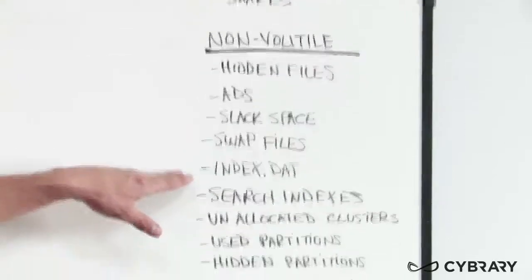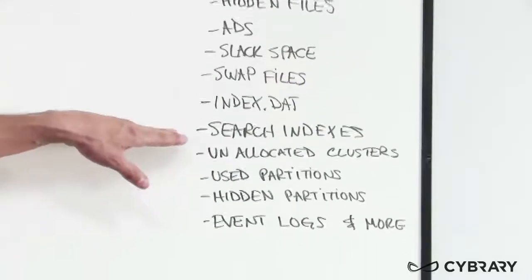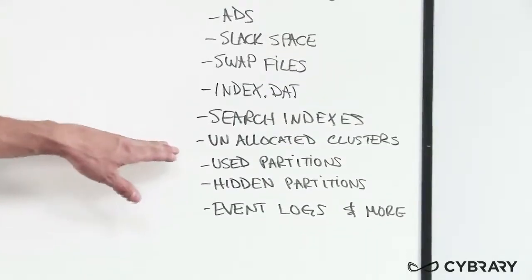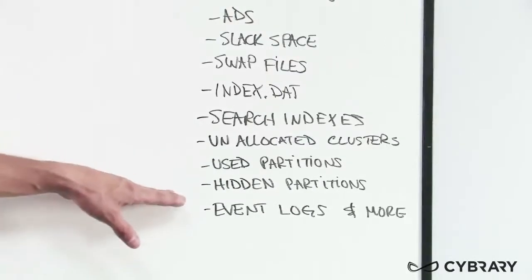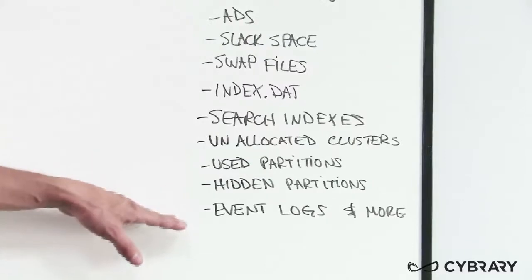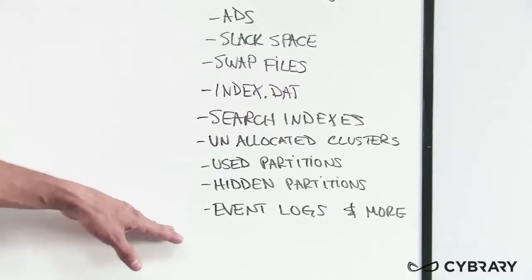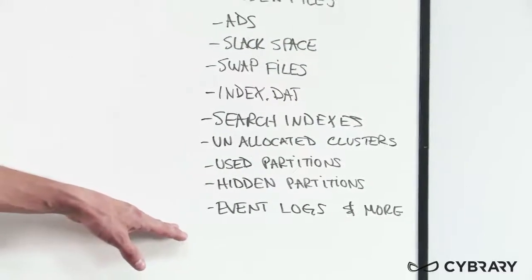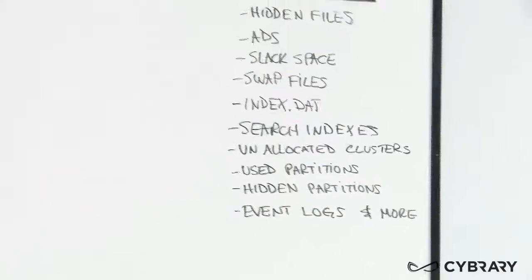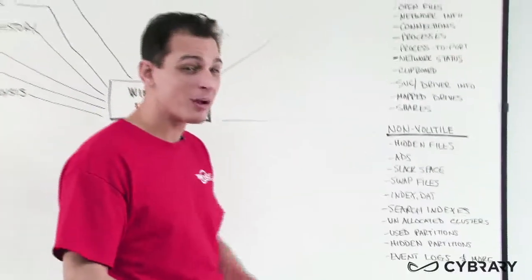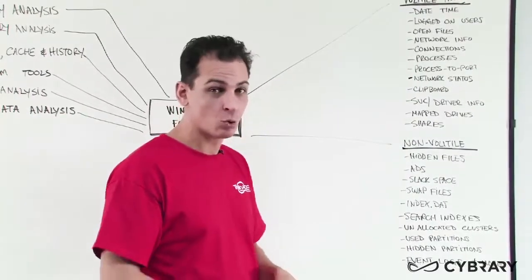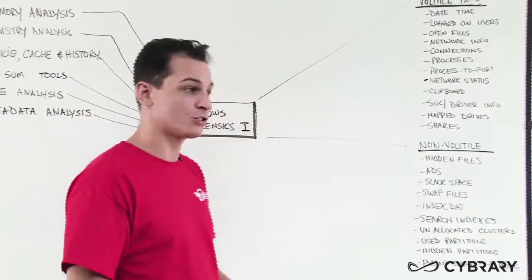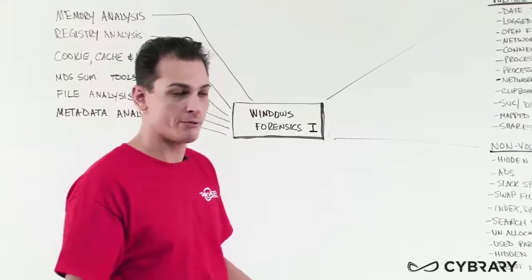How to profile an index.dat. Searched indexes, unallocated clusters on a hard drive and system, used partitions, hidden partitions, even looking in the event logs, and countless other ways that we can profile a system. So as you can see, for each one of these, there's probably 1 to 2 to 5 to 7 different types of tools that you should be fluent with, because there's literally no shortage of information.